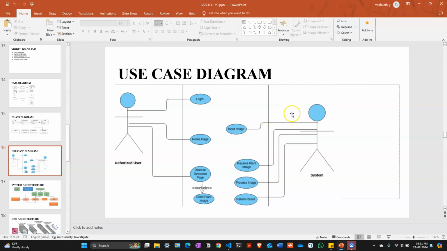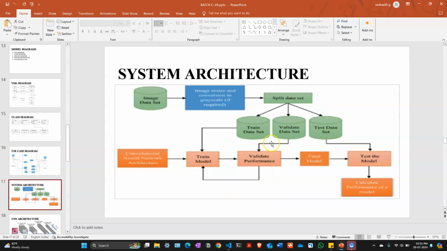Let me explain the use case diagram. A user needs to log on to our website and upload the image of the tomato plant, and then the image gets processed by our machine learning model, and according to the prediction, it also gives the remedies the farmer or the person needs to take to solve that issue.